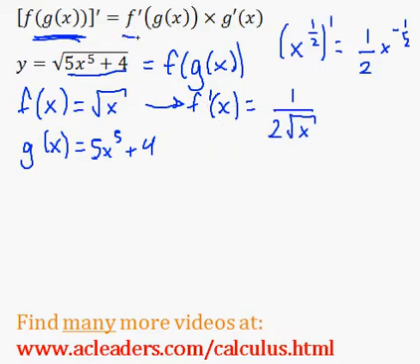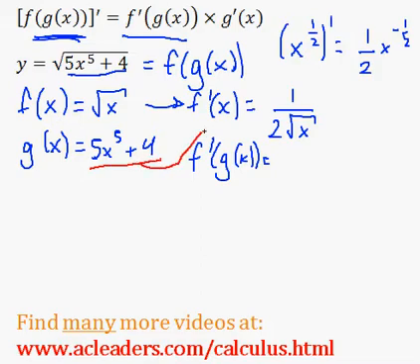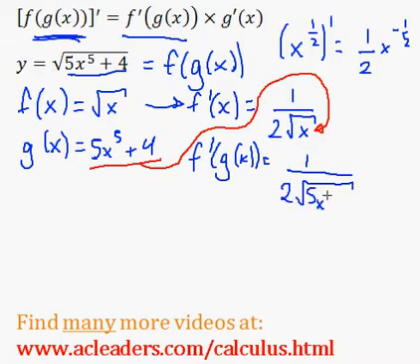But we need f prime of g of x, which will be very easy to find now that we already have f prime of x. All we need to do is to plug in g of x for the x into the f prime of x function. Okay, so that's going to look like 1 over 2 root of 5x to the 5 plus 4, because that's g of x right here.